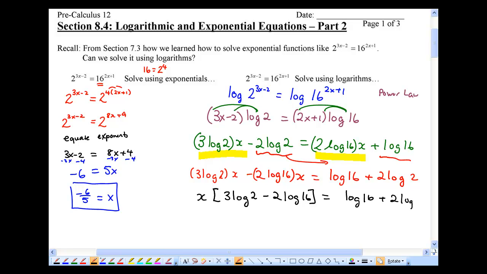Okay. Well, how do I solve for x now? Well, you just want to isolate x by itself. So I'm going to ask you to divide both sides by that thing next to the x. So we'll have log 16 plus 2 log 2 all over 3 log 2 minus 2 log 16.